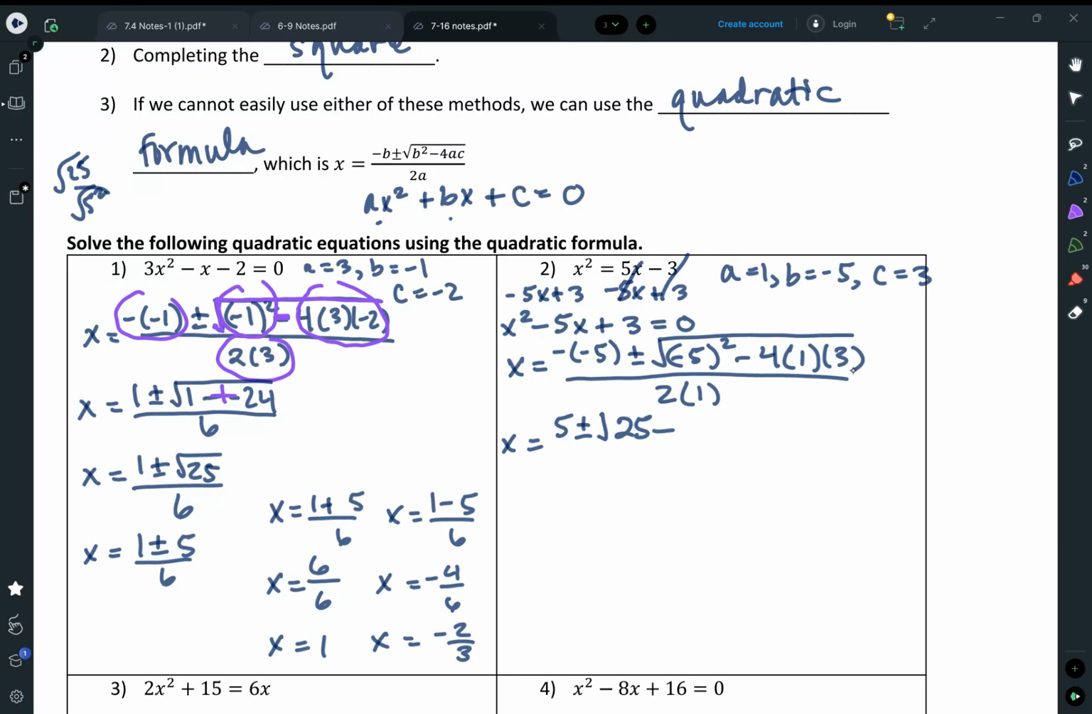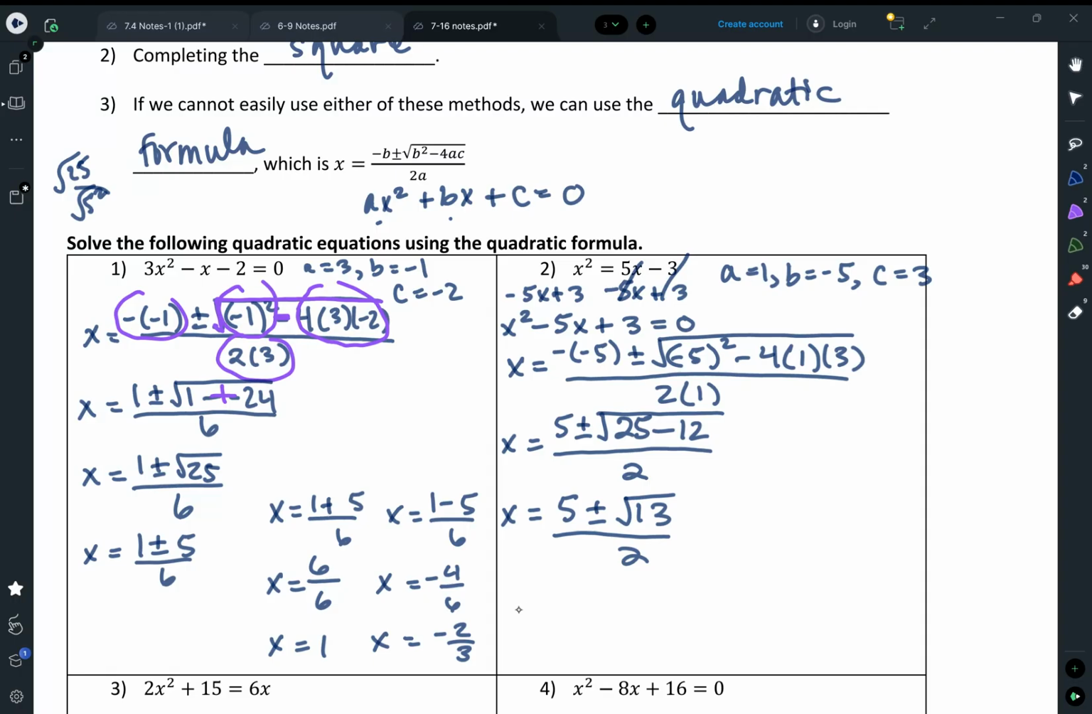Minus 4 times 1 times 3 is 12, all over 2. And then I want to subtract. 25 minus 12 is 13, so the square root of 13. And I can totally leave my answer this way.